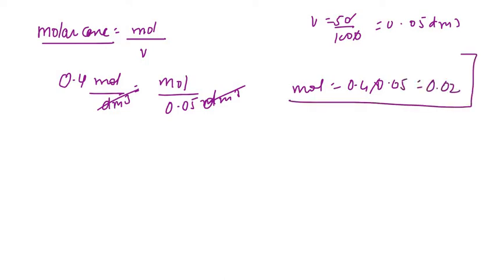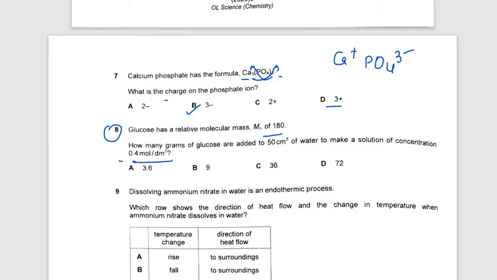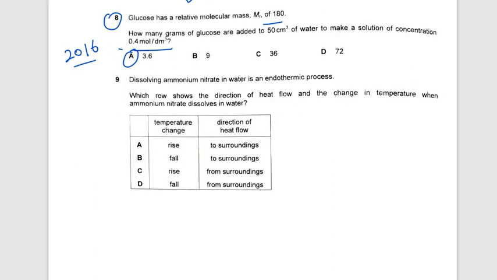This is the mole. From the question we know that 1 mole has a mass of 180 gram, isn't it? So if you have 0.02 mole, what will be the mass? It will be 0.02 multiplied by 180, which becomes 3.6 gram. Let's see the option. Option A is correct. A similar question was asked in 2016. In O level, this is a good thing: if you solve multiple papers, the questions are going to be exactly the same and the pattern is definitely the same. So it will be really helpful to go through all the O level papers.